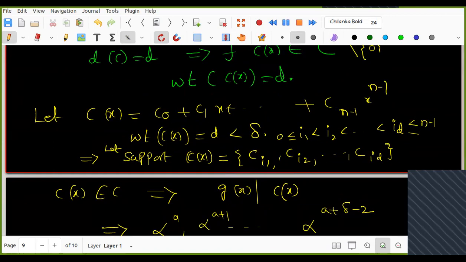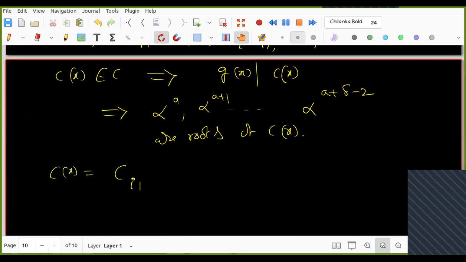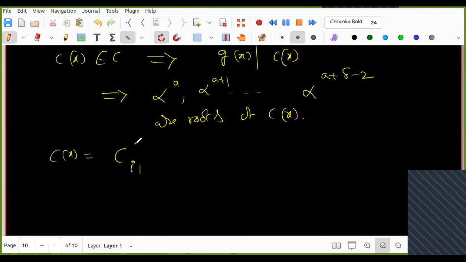This is the polynomial. I'm taking d non-zero coefficients. So I1 can be 0, but I don't know exactly. So now the remaining are 0. Can you tell me now what is the resulting polynomial?